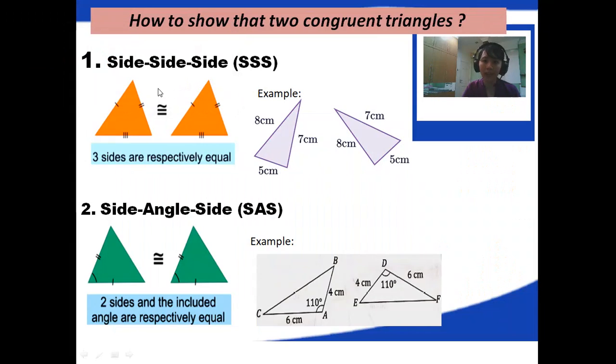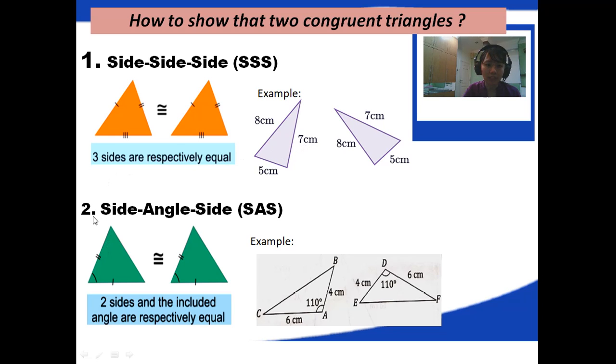Now we look at the first one, that is side, side, side, SSS, meaning that three sides are respectively equal. For example, two examples here. You will notice that it gives you all three sides, and these three sides are equal. That is 6cm, 6cm, 7cm, 7cm, 5cm, 5cm. So it means that they are equal in size. So SSS shows that they are congruent triangles.